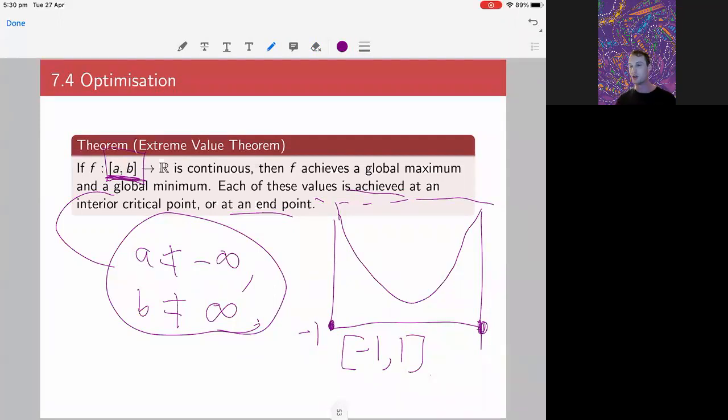This is good to know because it means that if you're ever asked to optimize a function that's continuous and defined on a closed interval, you'll know that there is actually an answer. For some of these optimization problems, they don't actually have maximums. They don't actually have minimums. But in this case, there will always be a maximum and there will always be a minimum.